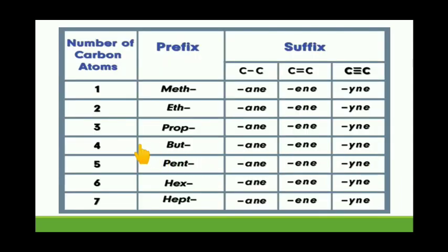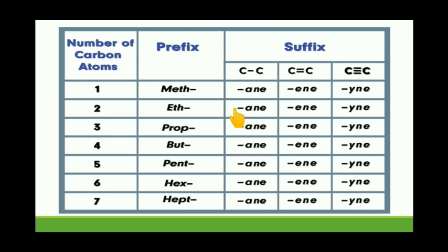Observe this table carefully. This table will help you to understand how to write the name of the hydrocarbons using appropriate prefix and suffix. Let's see one example. If a hydrocarbon contains 2 carbon atoms, then its prefix will be eth. And if it contains carbon to carbon single covalent bond, then its suffix will be ane. So the name of hydrocarbon will be ethane.